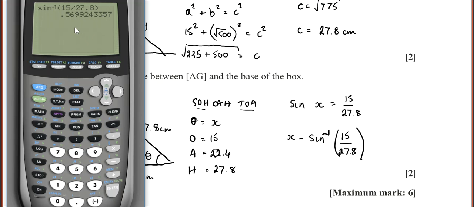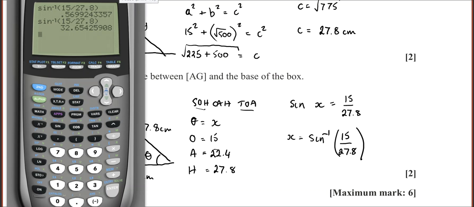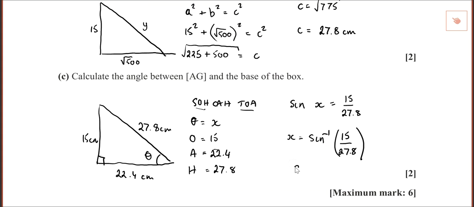So I would look at that number and go, oh, that does not look like an appropriate answer. So check, because I've had to reopen mine, it's gone back to radians. So if I go to degree, and do the same thing I just did, sine to the minus 1 of 15 divided by 27.8, I get 32.65 degrees. Seem reasonable? Yeah.